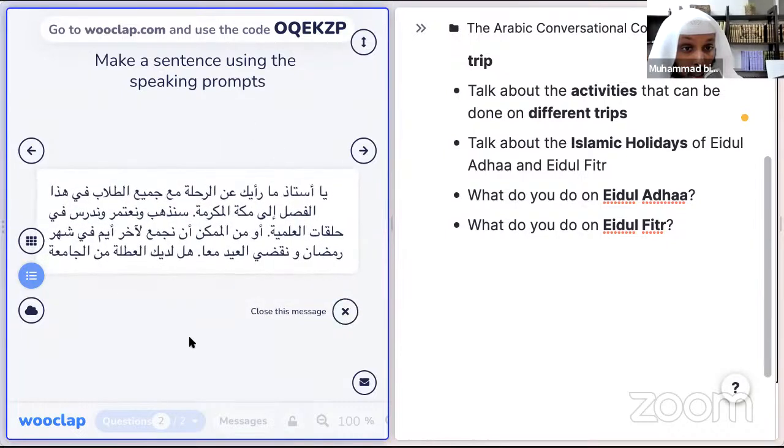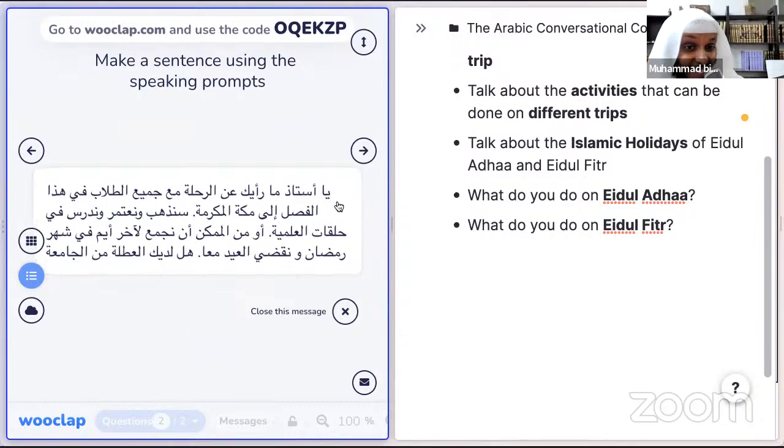يا أستاذ ما رأيك عن الرحلة مع جميع الطلاب في هذا الفصل إلى مكة المكرمة؟ الله أكبر، هذا رأي سديد، رأي جميل. ما رأيك عن رحلة؟ Don't say الرحلة because you're talking as if the رحلة is known, as if it's definite. لا, you're talking about something that's indefinite now, it's just an idea. يا أستاذ ما رأيك عن رحلة, not عن الرحلة, عن رحلة. What do you think about a trip with the students, not about the trip with the students? Again, if you even think in English, it doesn't make sense to say, what do you think about the trip with the students? When you say the trip, it sounds like you're talking about a trip that's already known, they already agreed on, when it's just an idea.